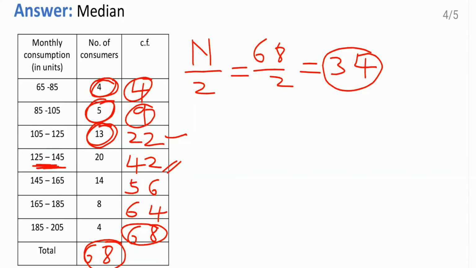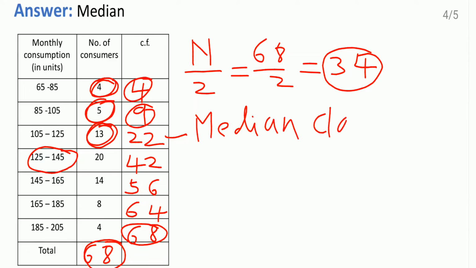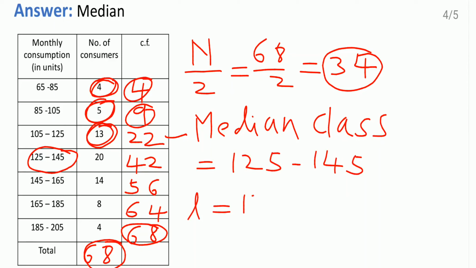It means that the 34th consumer is here in this class interval, and this class interval is called the median class. So I will write here, median class is equal to 125 to 145. The lower limit of the median class is what? 125. And h, class size.